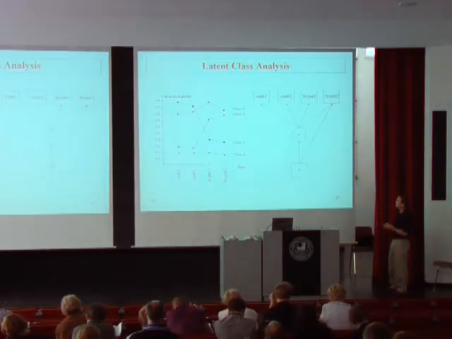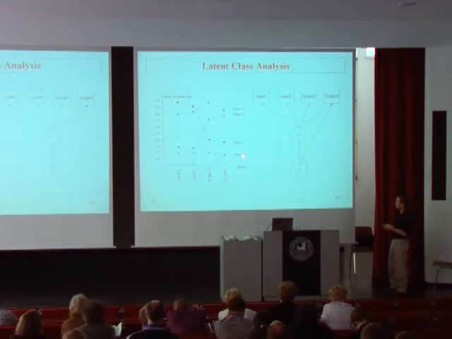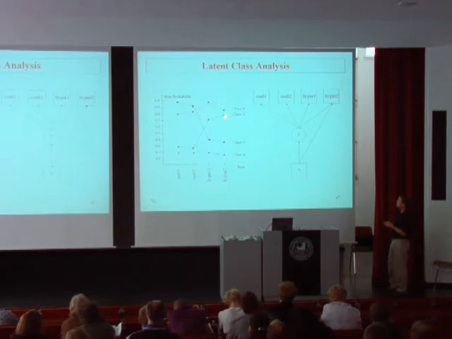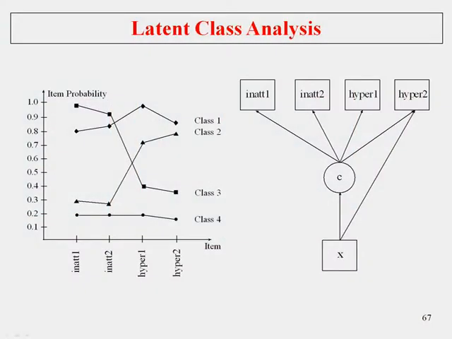So for instance, if you look at item hyperactivity 2 here, the probability of endorsing that item is about 0.2 if you're in class 4, about 0.4 if you're in class 3, 0.8 if you're in class 2, and 0.9 if you're in class 1. So this one item has 4 different probability parameters connected to it. We're going to call them conditional item probability parameters. And that's a measurement parameter describing the items.